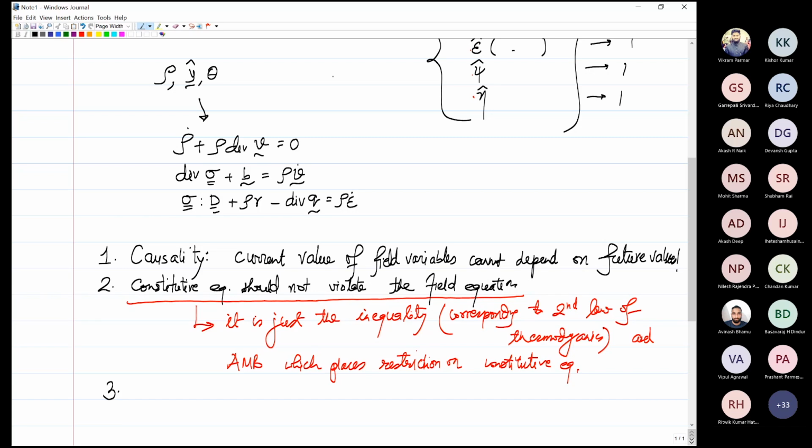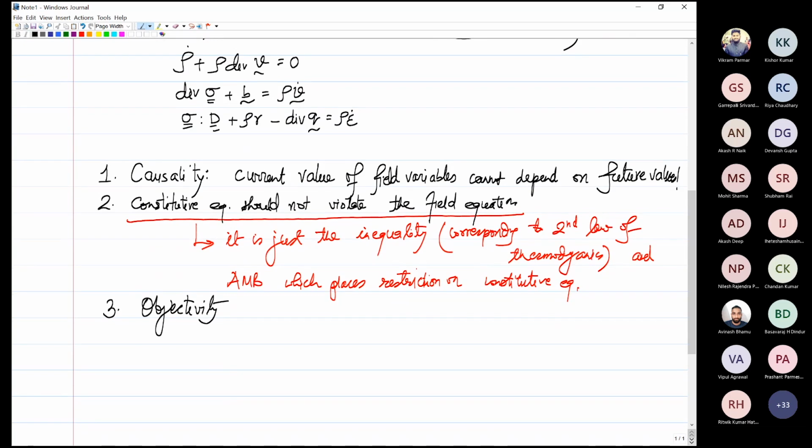Okay, then finally is the objectivity. This is another thing we have been discussing. The constitutive equations must obey the principle of objectivity or frame indifference. Whatever is the constitutive equation, it should be independent of the frame of reference.